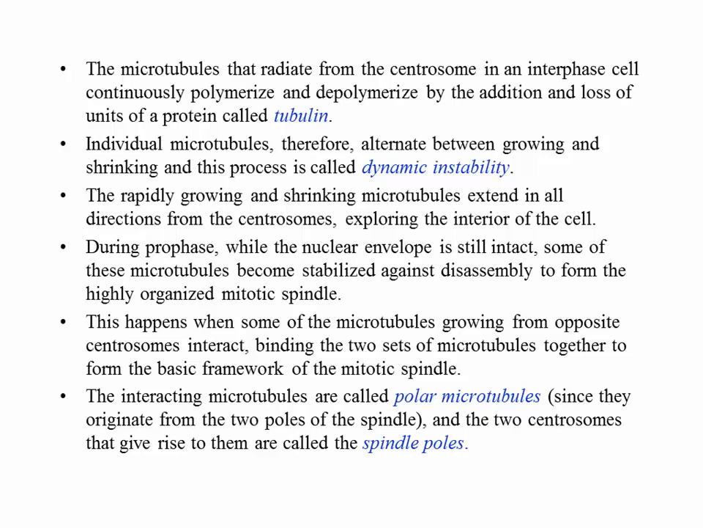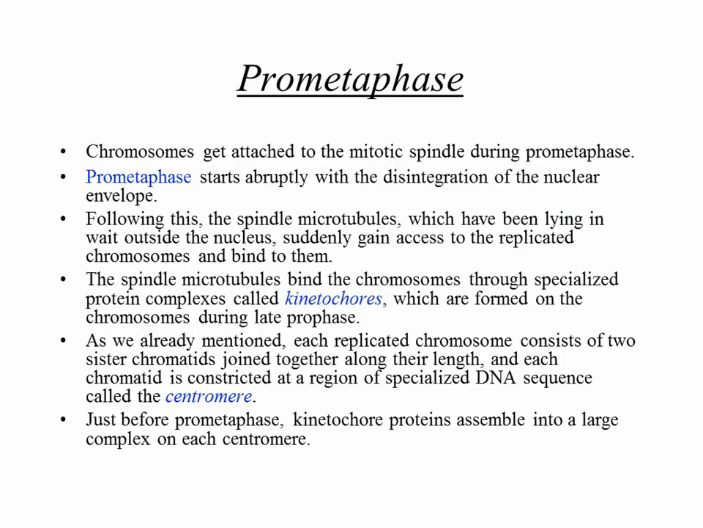This happens when some of the microtubules growing from opposite centrosomes interact, binding the two sets of microtubules together to form the basic framework of the mitotic spindle. The interacting microtubules are called polar microtubules, that's what I showed you in the picture, since they originate from the two poles of the spindle. And the two centrosomes that give rise to them are called the spindle poles. Okay, so you now have two poles here, so you'll have an equator in the middle. So this is during prophase, all that stuff is happening.